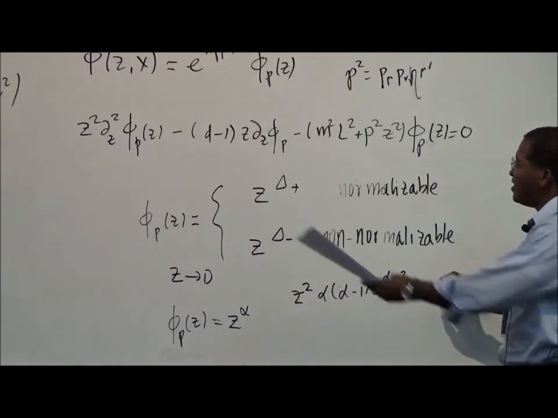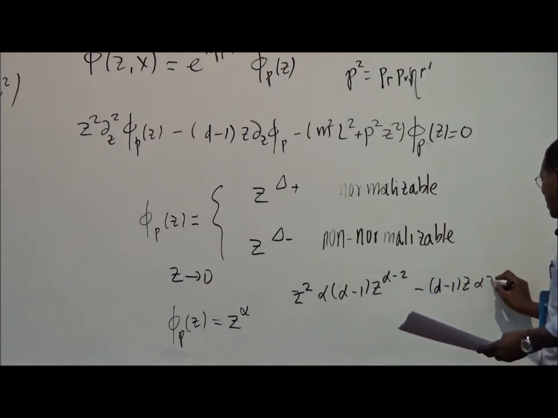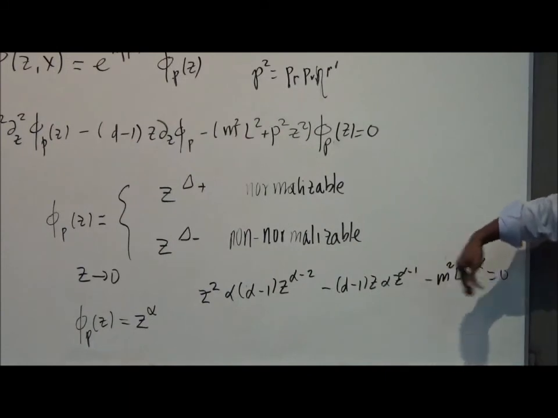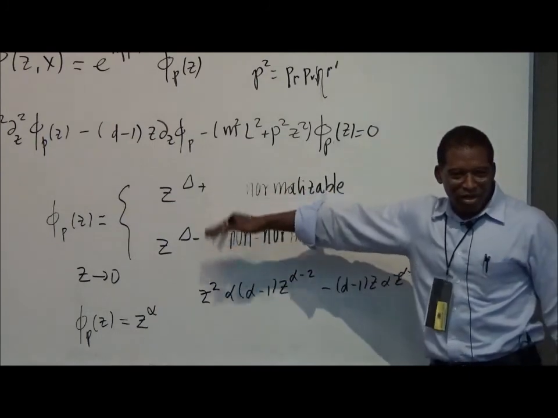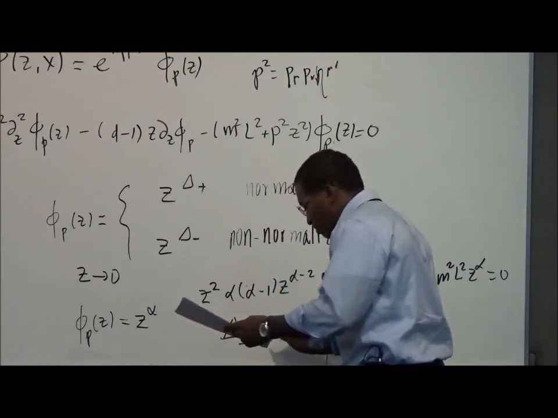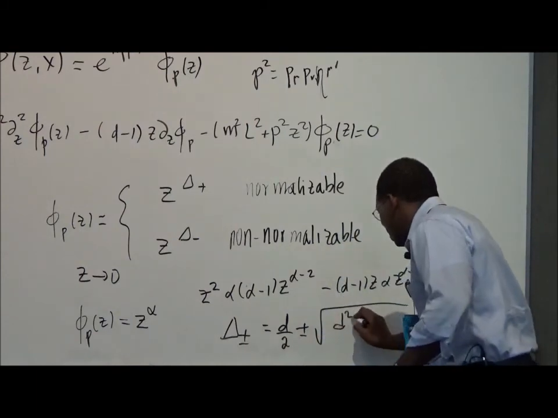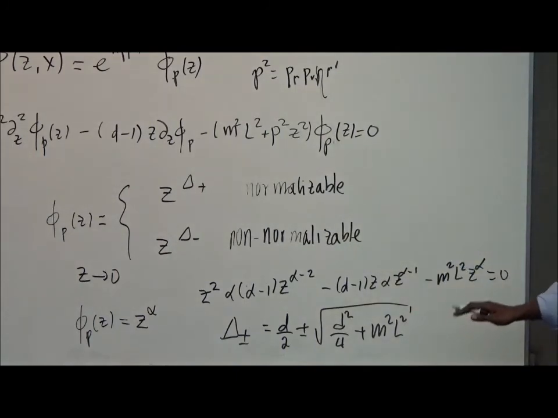Then I have this term, minus d minus 1. There's one differentiation, so it's alpha z to the alpha minus 1. And then I have this massive term. So you see z to the alpha sort of factors out, and I get a quadratic equation for alpha. These are the two solutions of my quadratic equation, and I'm going to write them because they are going to be very important. Delta plus and minus are d over 2 plus or minus the square root of d squared over 4 plus m squared. That's the behavior of my solutions close to infinity.